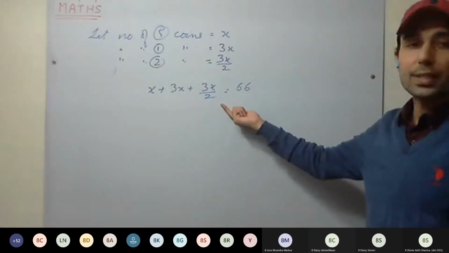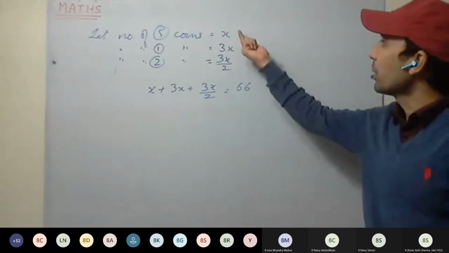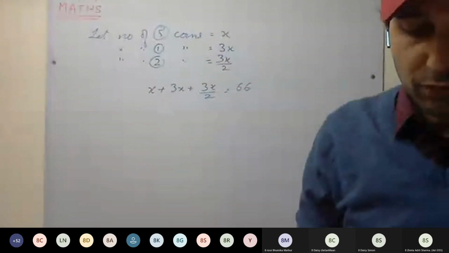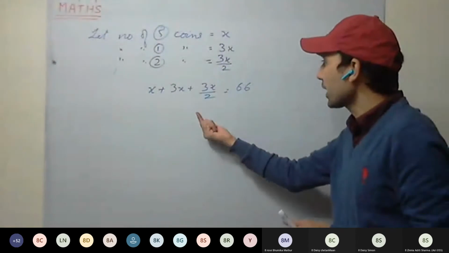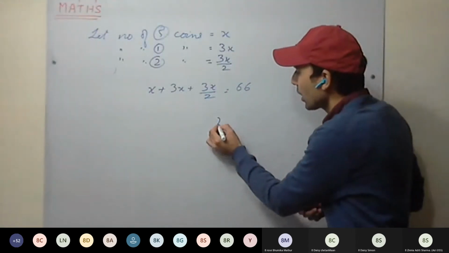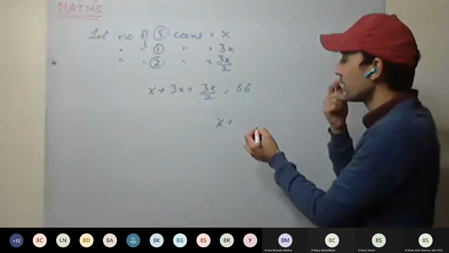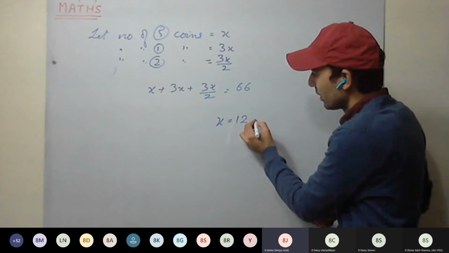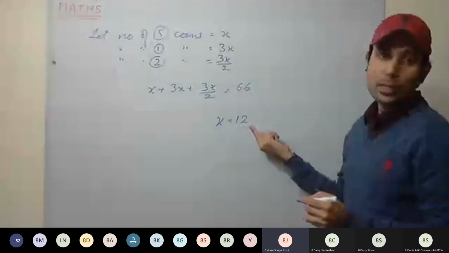Now we can calculate x. x will give us the number of 5 rupee coins. What the question is asking is the value of the 5 rupee coins. So first we calculate the value of x. How much are we getting? 12. So x comes out to be 12.